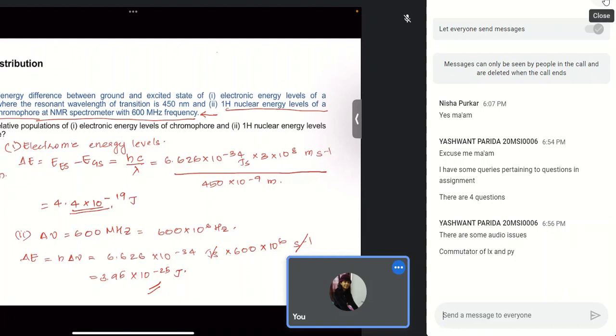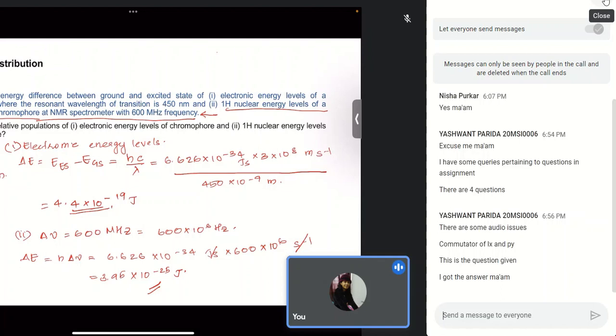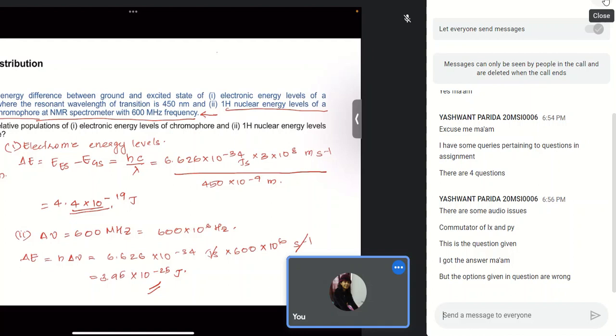Okay, so you want to know how to find the commutator of Ix and Py. I don't think I have found a question where you have to find that. I haven't checked the options for that particular question.